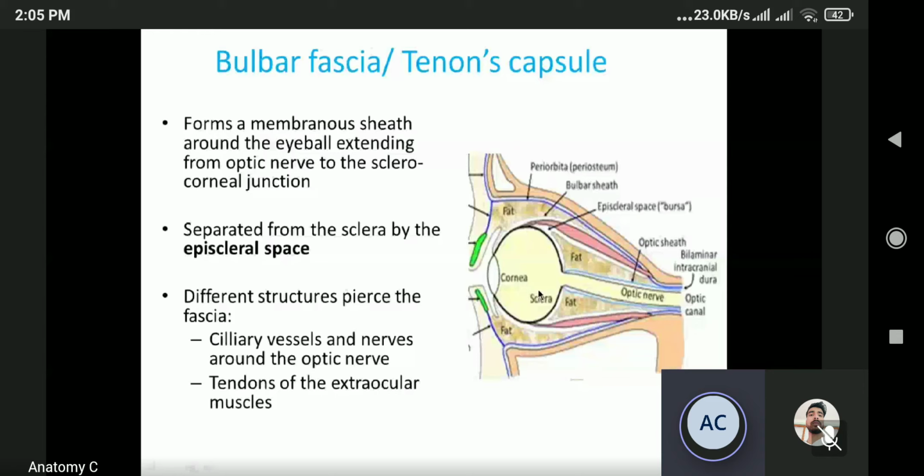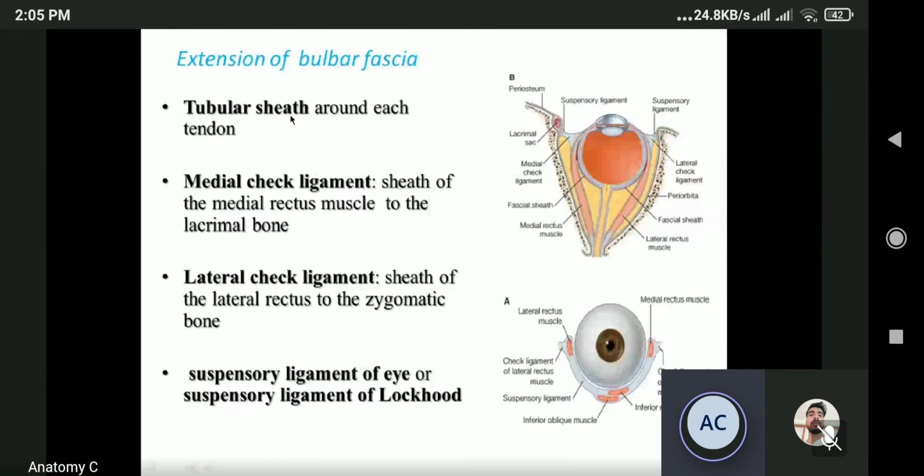Now, what are the extensions of the bulbar fascia? A tubular sheath around the tendon. The tendon of the muscle which comes to the orbit will be covered by the extension of bulbar fascia. Look at it. This is the medial check ligament. Another is the lateral check ligament. The medial check, lateral check, and suspensor ligament of the eyeball. This is also the suspensor ligament. These are all the extensions of bulbar fascia.